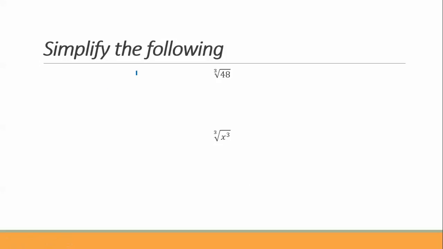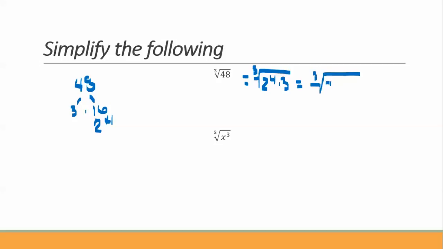The cube root of 48 is 3 times 16. 16 we know is 2 to the 4th. So the cube root of 48 is the same as saying 2 to the 4th times 3. But since this is a cube root, we want the perfect powers of 3 in here. So instead of splitting this up into 2 squared and 2 squared, we want it to be the cube root of 2 cubed times 2 times 3.